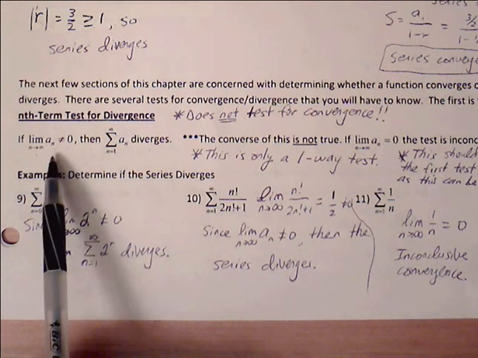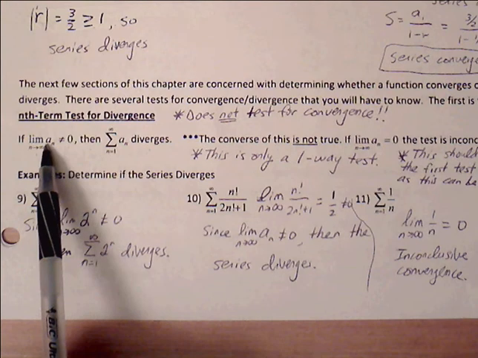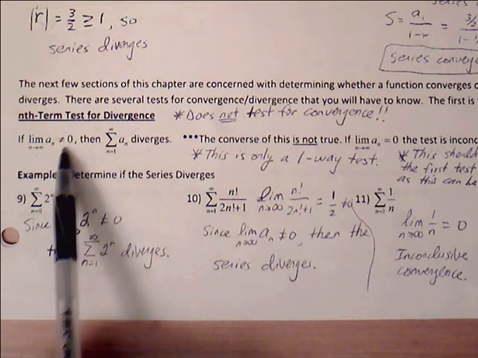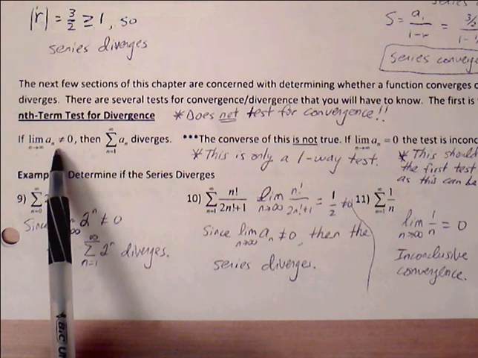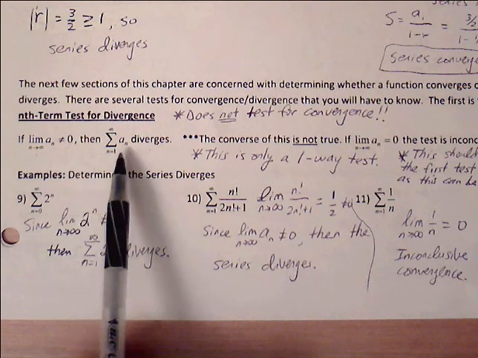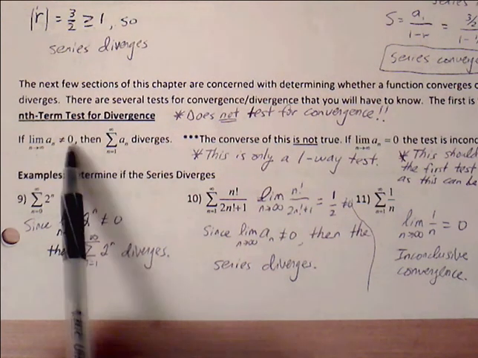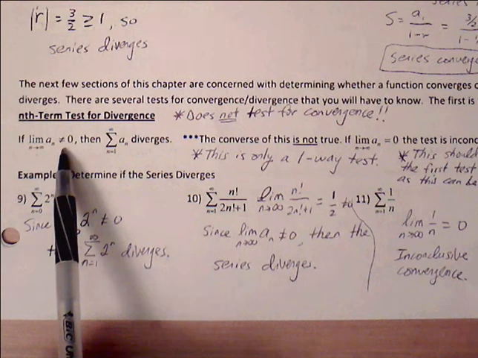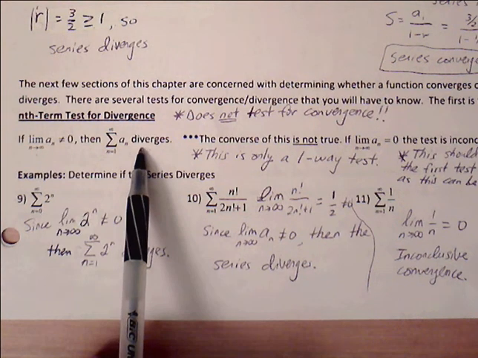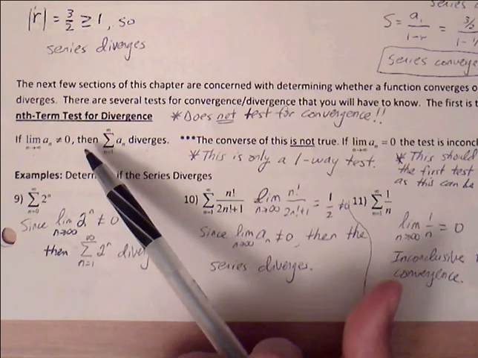If the limit of the sequence is not equal to 0, that means this sequence is not decreasing fast enough to allow for the series to converge. So therefore, if the limit does not equal 0, then we know that if we add up all the terms, there's no way it will converge to a value. Okay.